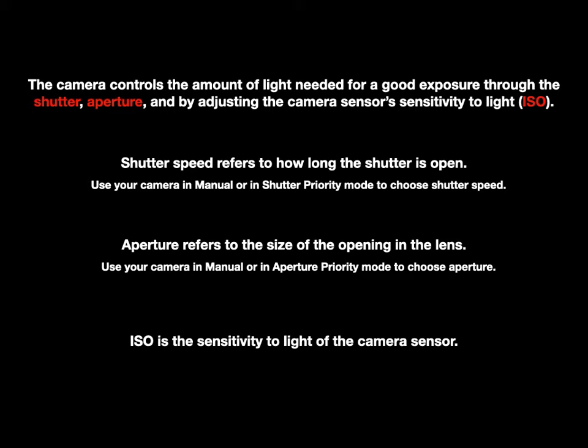Shutter just refers to how long the shutter is open. You can use your camera manual or in shutter priority mode to control that best. Aperture setting refers to the size of the opening in the lens that lets light in. Again, you can control that in manual, or you can use aperture priority setting to choose aperture easily. And then ISO is the sensitivity to light of the camera sensor, and you go into your settings for that. I showed you in a previous lesson how to do that.